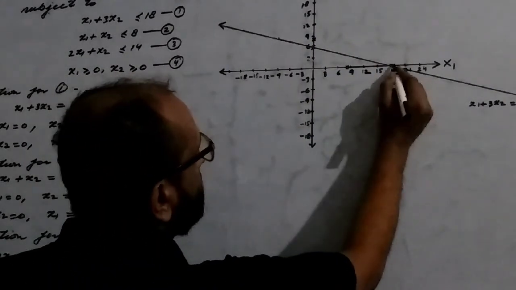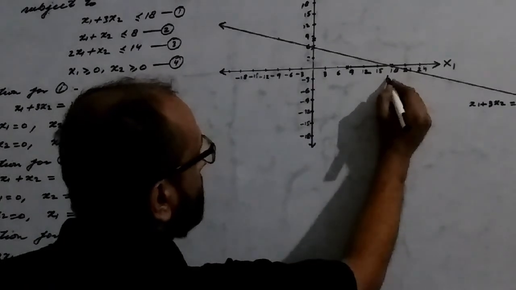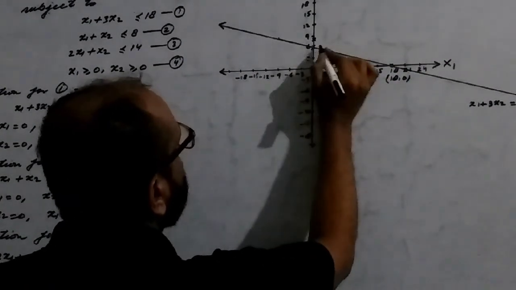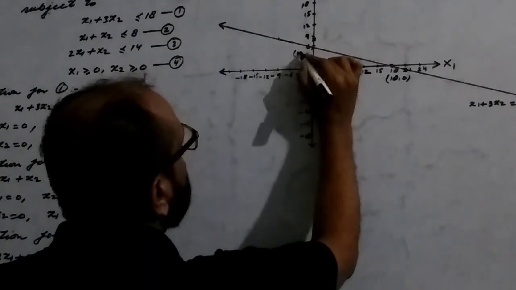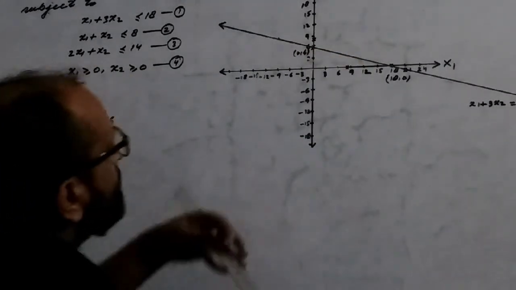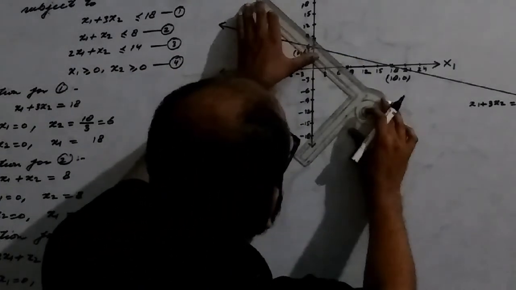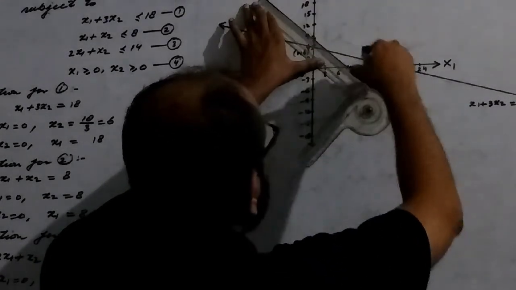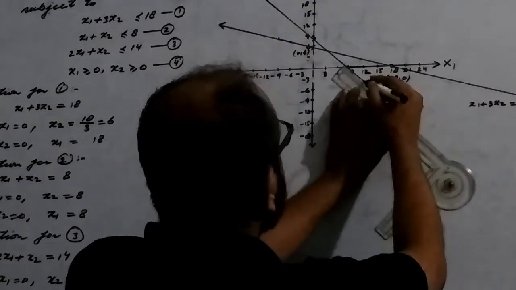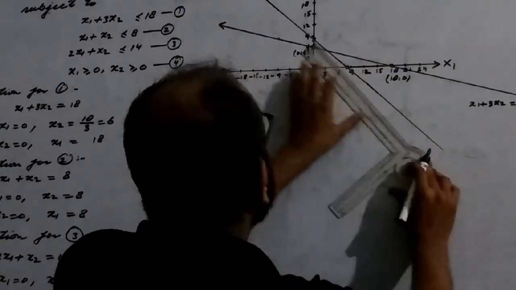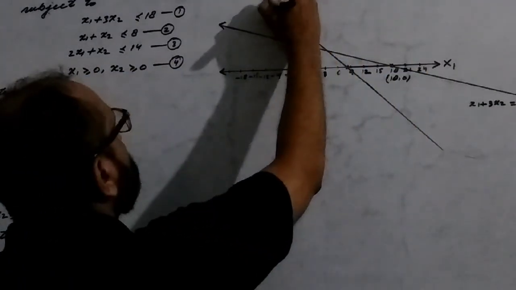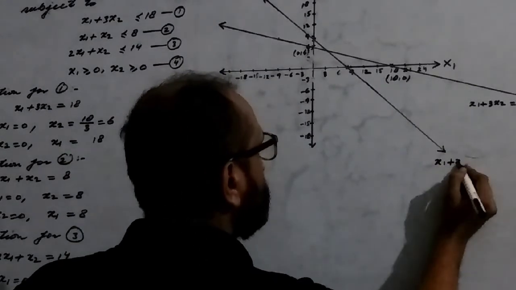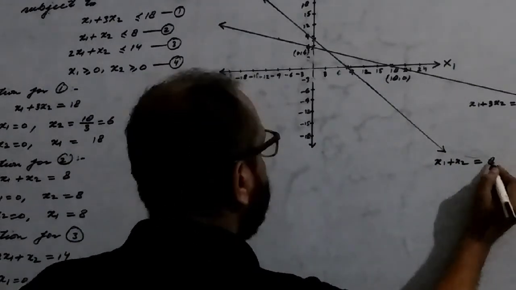Furthermore, we better write the coordinates of this point of intersection of the line with the axis. So 18, 0, and here we should write 0, 6. Now we have plotted these two marks. Again we have to draw a straight line passing through these two points. So let it be this. Write down this equation, x1 plus x2 is equal to 8.